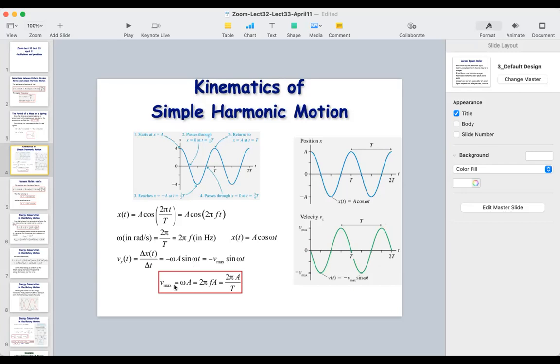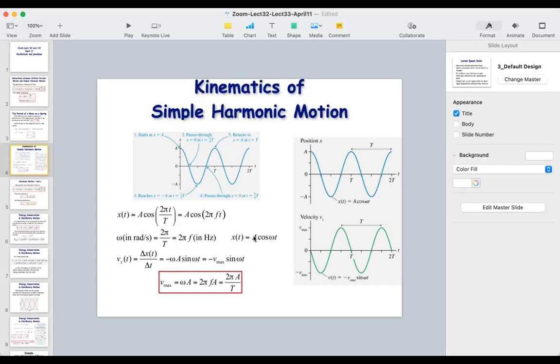So the maximum velocity here: we have x equals A cosine of omega t. Omega, we know, is 2 pi divided by the period, so we can write it as 2 pi t divided by T, the capital T, the period, which is also equal to A cosine of 2 pi f t. Because indeed, omega is 2 pi over T, or 2 pi times the frequency.